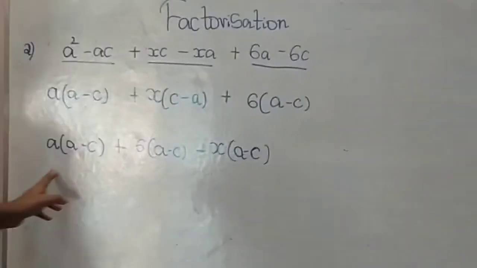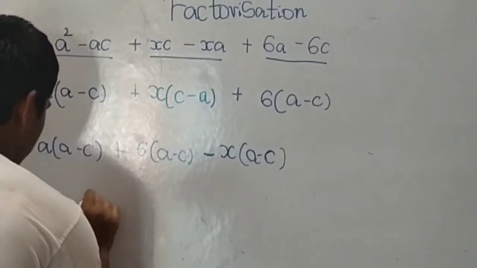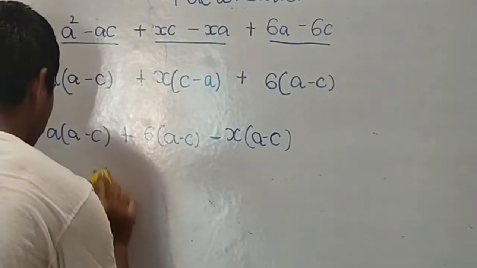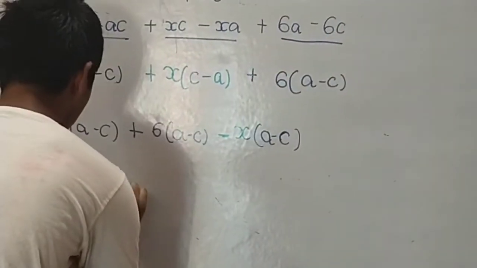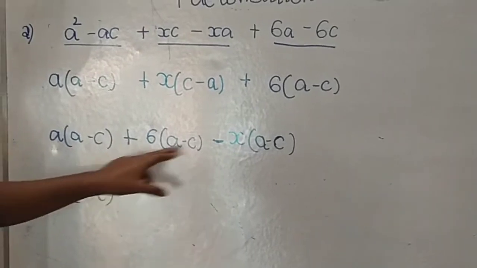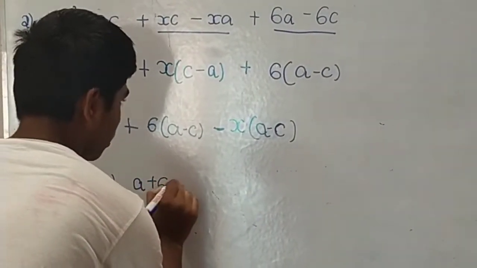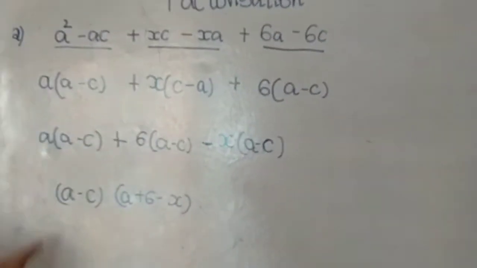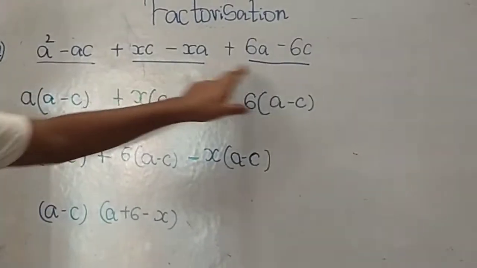Now here a minus c we take as common, so a minus c is common. The other factor is a plus 6 minus x. So the answer is a minus c into a plus 6 minus x. If you want to check the answer, we multiply this and we will get the original expression.